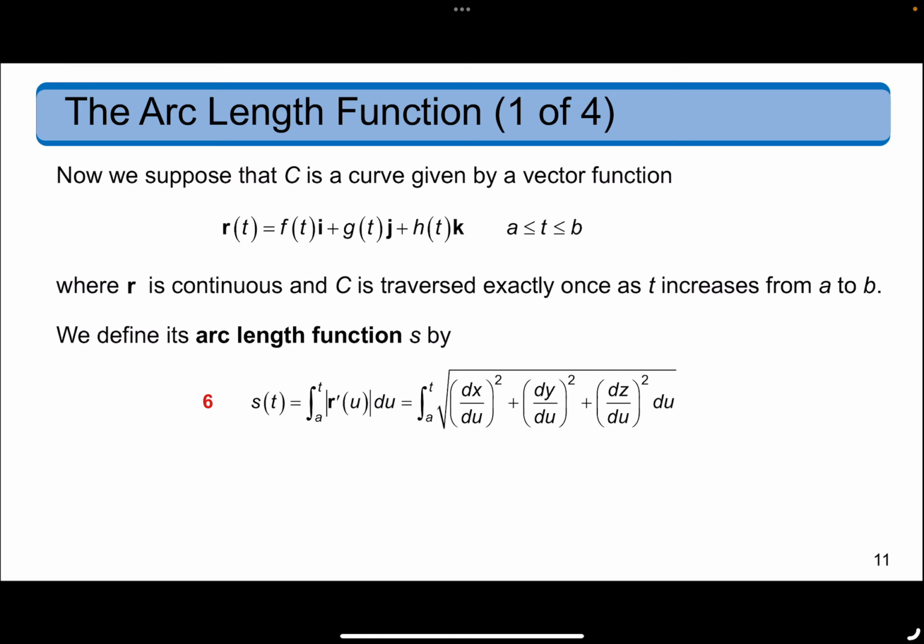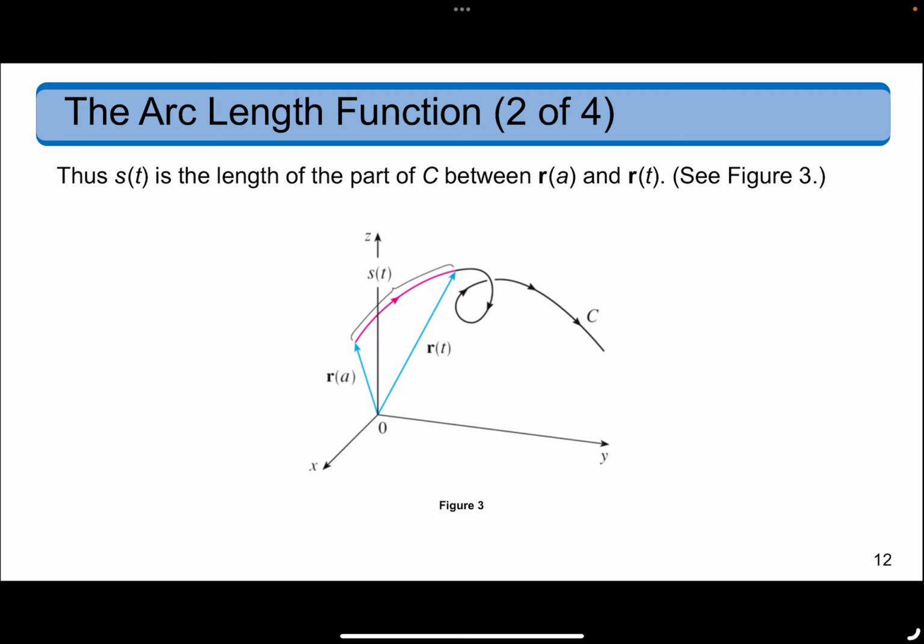We define its arc length function s by s of t is equal to the integral from a to t of the magnitude of r prime of u du, which is the square root of dx over du squared plus dy over du squared plus dz over du squared, integral with respect to u. Thus, s of t is the length of the part of C between r of a and r of t. So, in between these two regions.